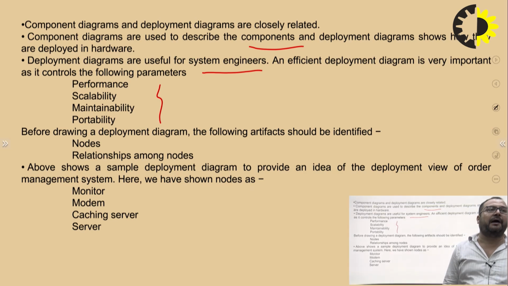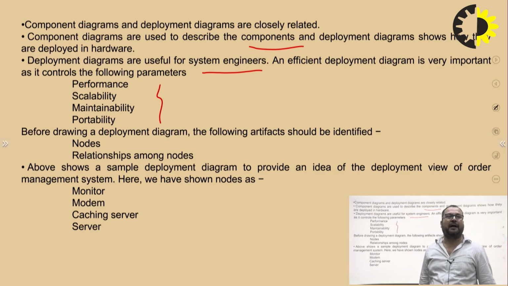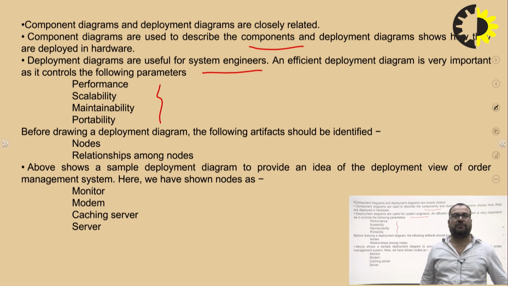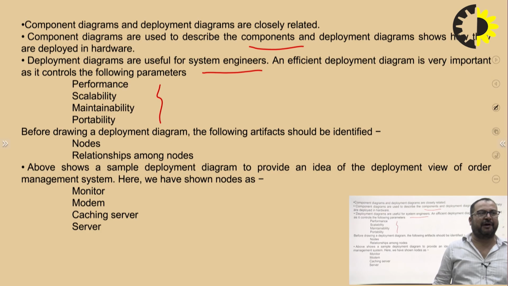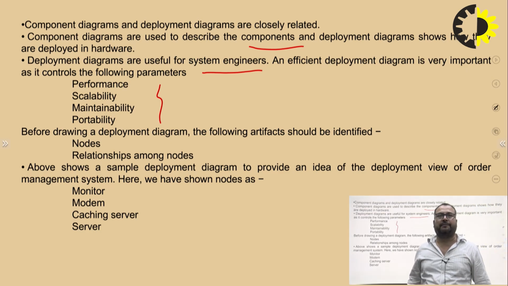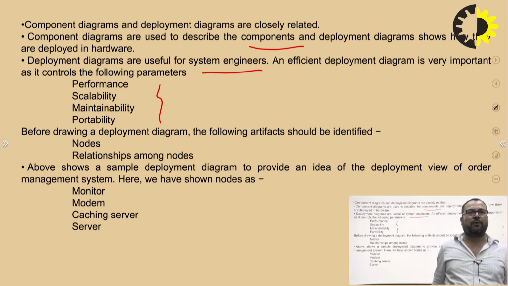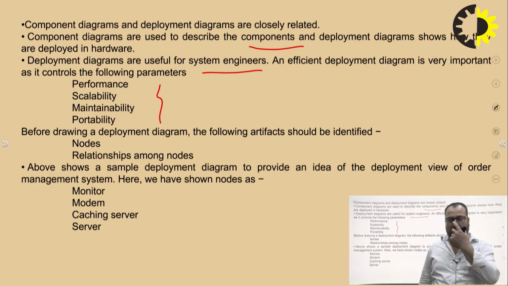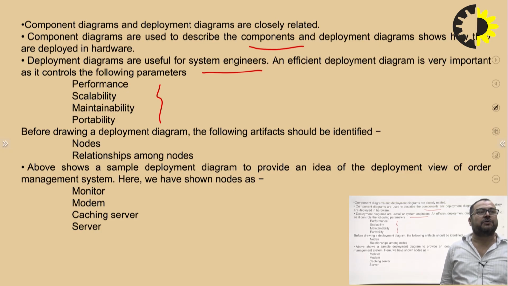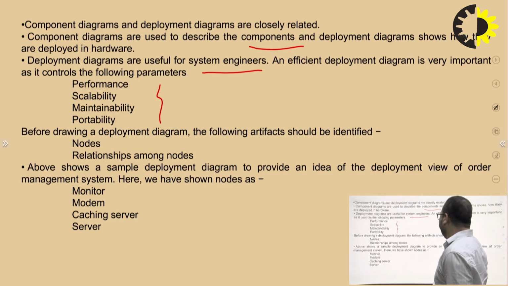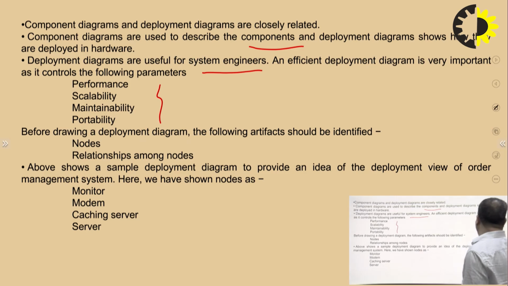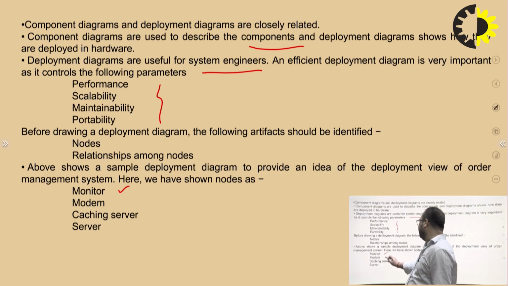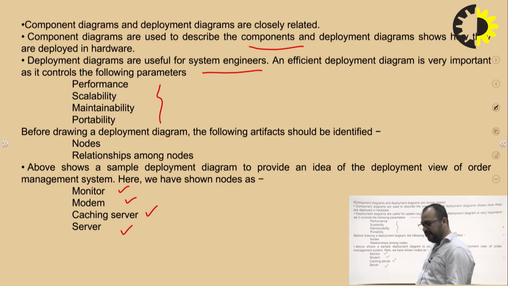So before drawing a deployment diagram, we must require nodes and the relationships among nodes. As I told, there are various nodes that could be used in deployment, from the user to even the internet. Okay. So above shows a sample deployment diagram to provide an idea of the deployment view of the order management system. We have shown nodes as a monitor, modem, caching server, and various servers.